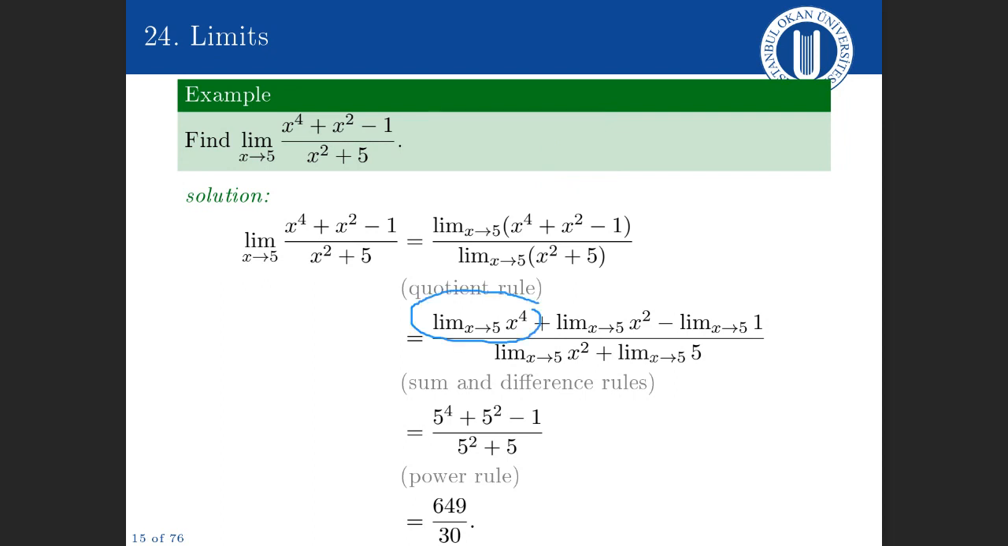By the power rule, the limit of x to the power 4 is the same as the limit of x, all to the power 4. And the limit of x, as x tends to 5, is just 5. So we get 5 to the power 4. Likewise, the limit as x tends to 5 of x squared is 5 squared. The limit as x tends to 5 of 1 is 1, and so on. We obtain the answer 649 divided by 30.